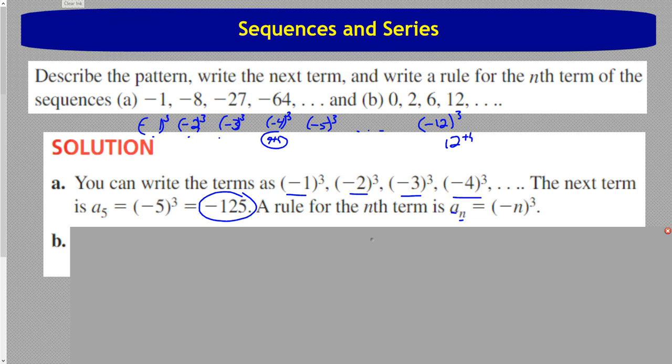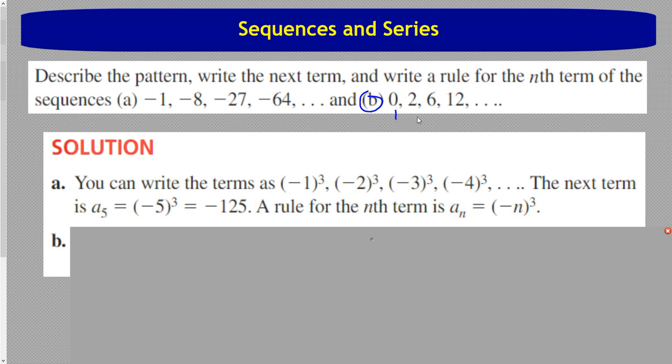Okay, so now let's jump back and look at the second one here, B. 0, 2, 6, 12. So this is the first term, second term, third term, fourth term. Do you see a way that we can write a pattern or a rule that describes what's going on here? So take a second and see if you can come up with something.